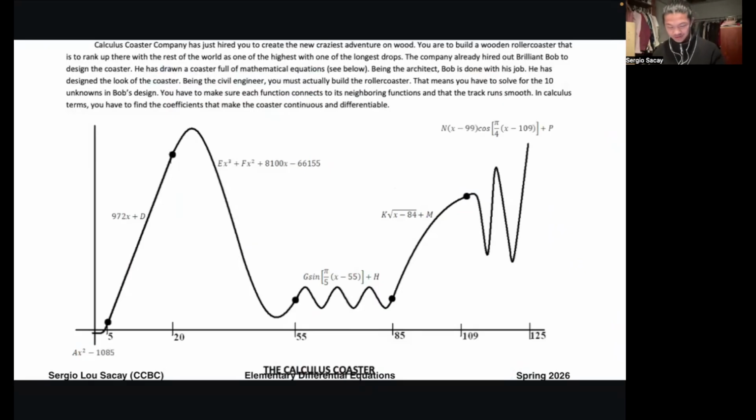The Calculus Coaster Company has fortunately asked me to help build their roller coaster. And this is the model that Bob, the architect, has made. We're going to solve for these constants and get this roller coaster built. All right, let's go.